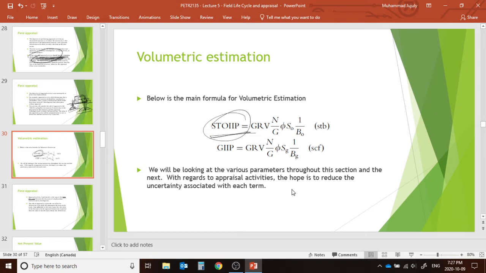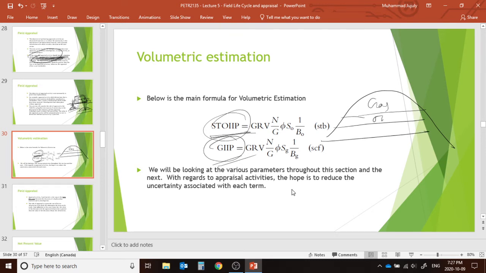So, stock tank oil initially in place. That means how much you actually have inside the reservoir, whether it is oil or gas, initially in place. So if this is the reservoir, you have gas, oil and water. Here, how much gas you might have, how much oil you might have. So that is the formula for the estimation.